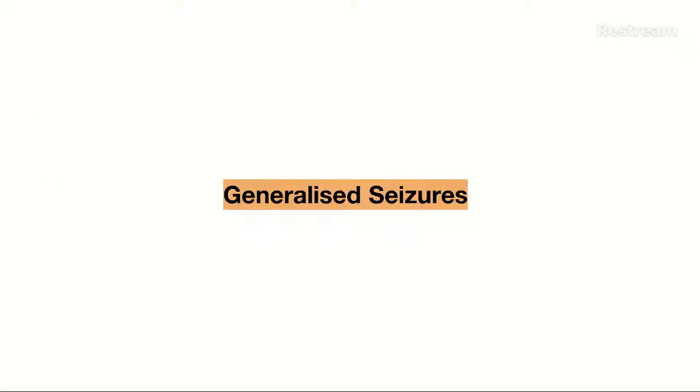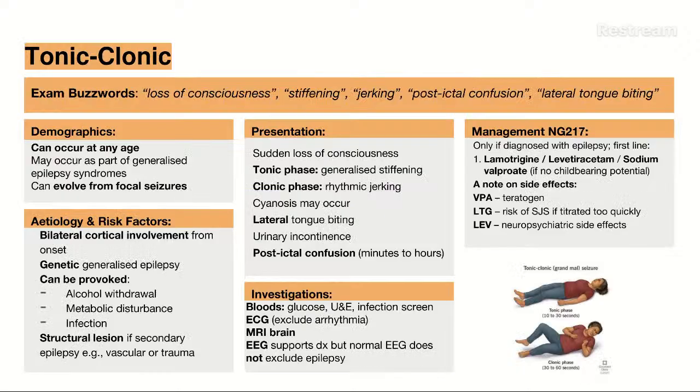So now we'll consider the major types of generalized seizures. As I mentioned earlier, tonic-clonic, myoclonic, and absence, although that list isn't exhaustive. So, tonic-clonic seizures. These are the most recognizable seizure type and are often what people imagine when they think of epilepsy or seizures. The characteristic features include a sudden loss of consciousness, generalized stiffening, followed by rhythmic jerking, during which you might have some lateral tongue biting and post-ictal confusion.